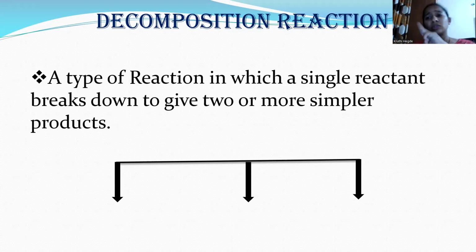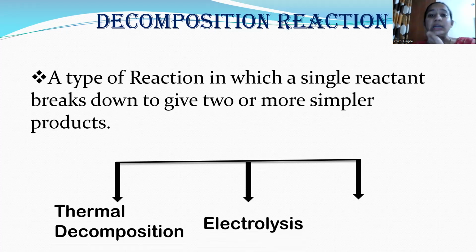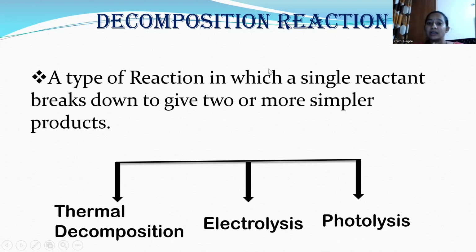So let's know what those three types of decomposition reaction are. First one, thermal decomposition. Can you guess what type of energy is supplied here? Yes, you have guessed it right. Thermal means temperature. That means heat is supplied here. Second one, electrolysis. Here, electricity is supplied. Third one, photolysis. Photo means light. So in photolysis, light is supplied. So these are the three types of decomposition reactions.